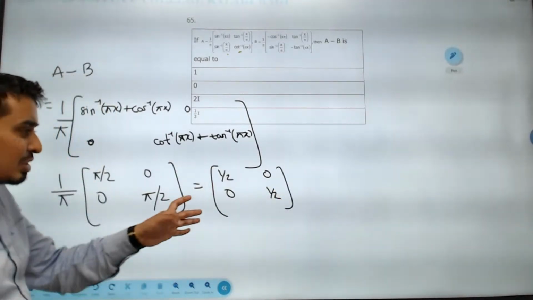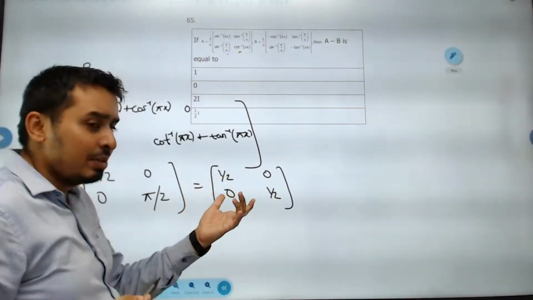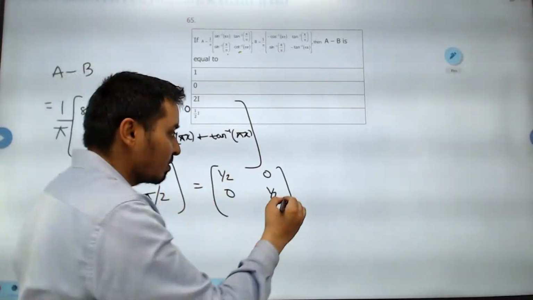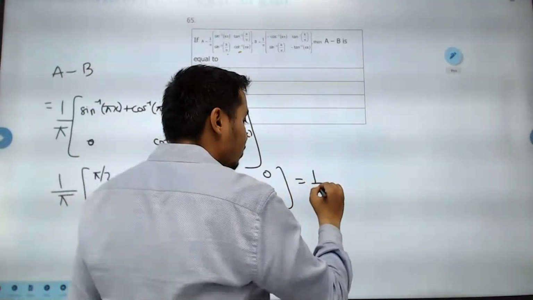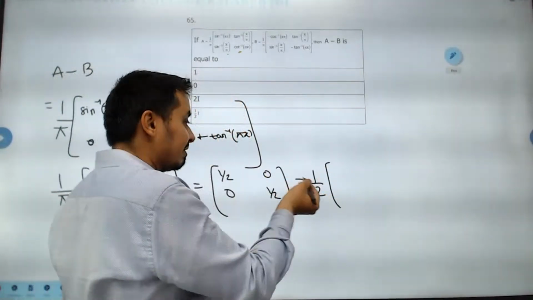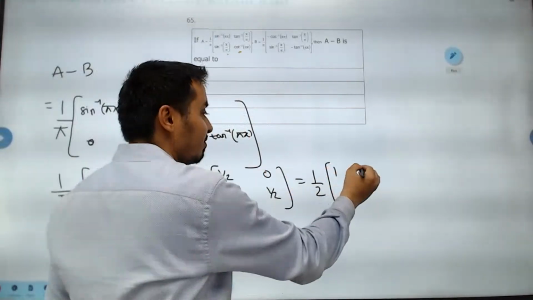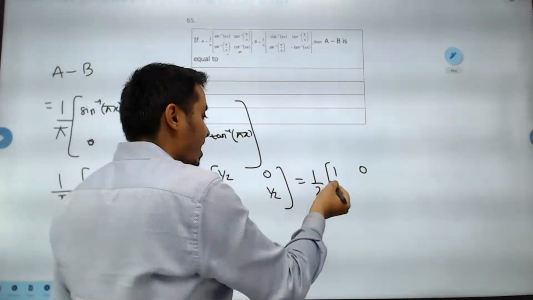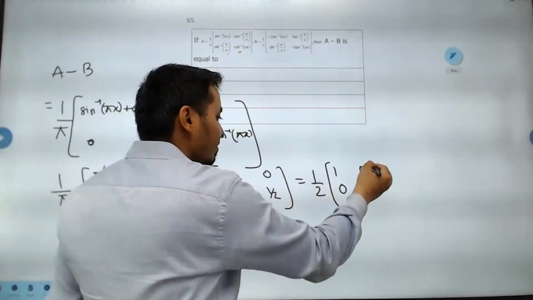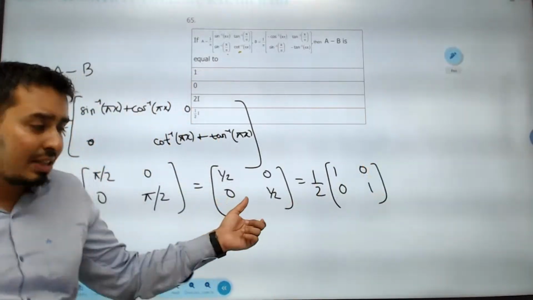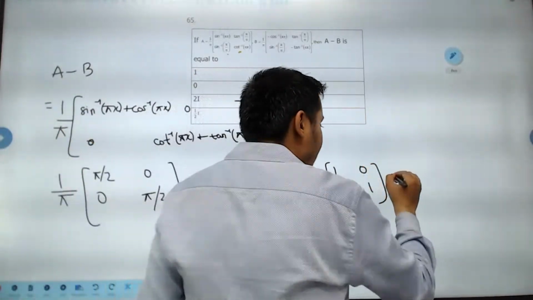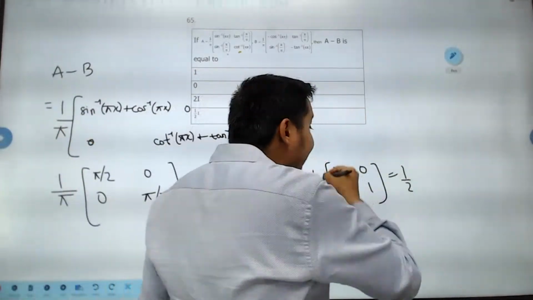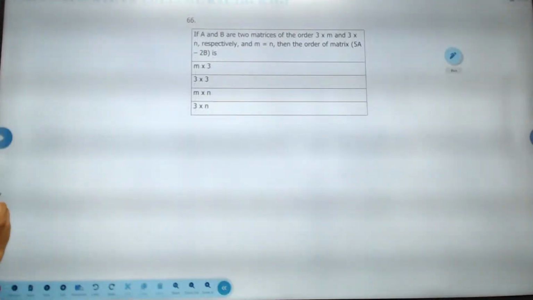Okay, we can actually see the answer from here, but if you want, I can take half common from here. So if we take half out, half divided by half is 1, 0 by half is 0, 0 by half is again 0, half by half is 1. We actually could see the answer from here itself, but still I just did this. So this is half of the identity matrix, so it's half.